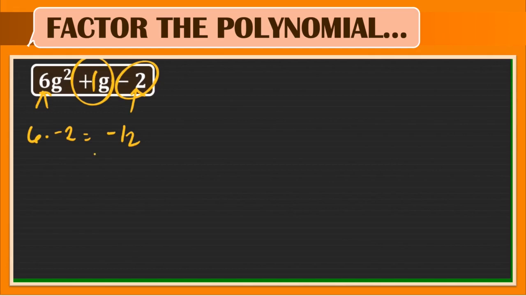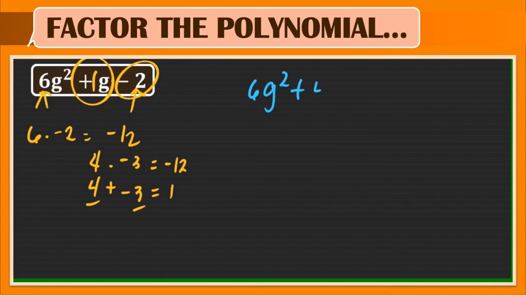So we have 4 times negative 3, that's negative 12. And we know also that 4 plus negative 3 is positive 1. Therefore, we are going to use 4 and negative 3 here. And then we rewrite the whole polynomial into a polynomial with 4 terms, replacing the middle term with the 4 and negative 3. So that is 6g squared, and then we replace the middle term with positive 4g plus negative 3g minus 2.